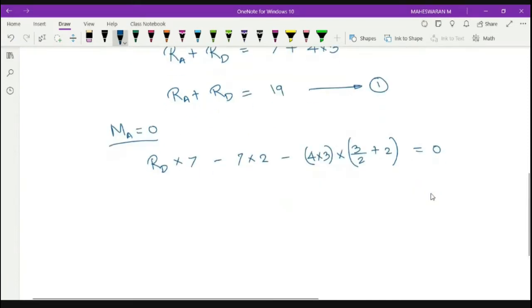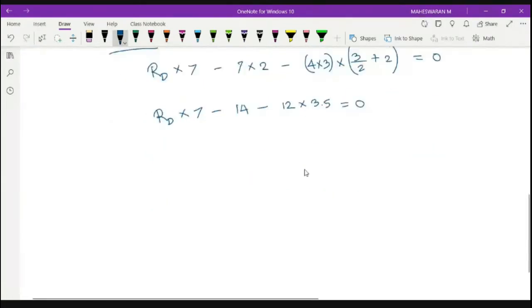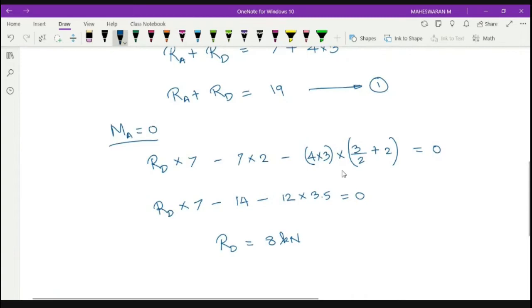So now can you tell me what is the value of RD? So let me write it again. So RD into 7 minus 14 minus 12 into 1.5 plus 2, 3.5. So this is equal to 0. So what is your RD? So RD is 8. Substitute this in equation number 1. You will get RA. So RA is 11 kilonewton.